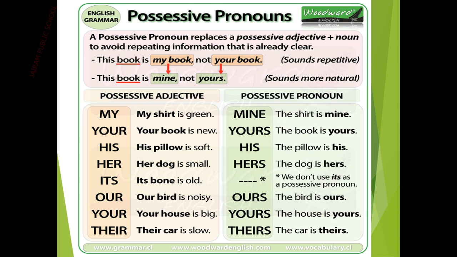Possessive adjectives and possessive pronouns. My, mine. My shirt is green. This shirt is mine. The shirt is mine. Your, yours. His. Her, hers, its. We don't use its as a possessive pronoun. Our, ours, your, yours, their, theirs.